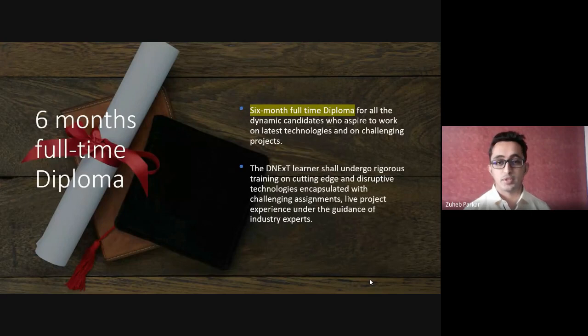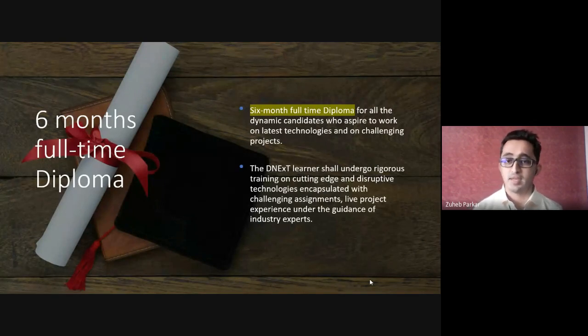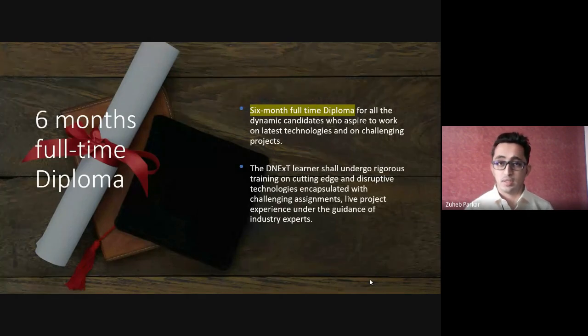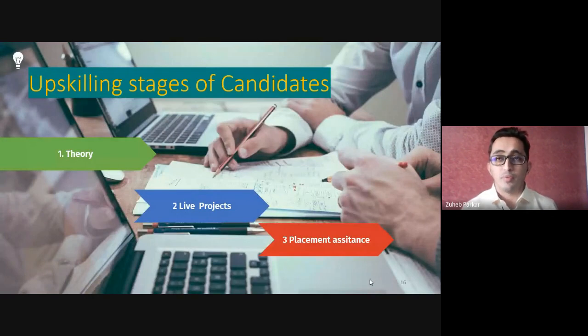on challenging projects. So when a student enrolls for this diploma, he'll be undergoing rigorous training on various disruptive technologies. While they're learning, they are also given challenging assignments to perform, and they will be getting live project experience in the organization itself. Those live projects will be from MKCL itself, under the guidance of various industry experts in the company. So our plan is to upskill these students, this 65% who have this skill gap.